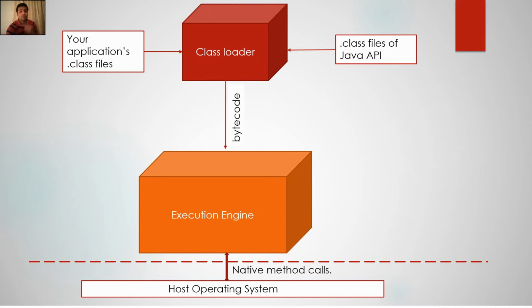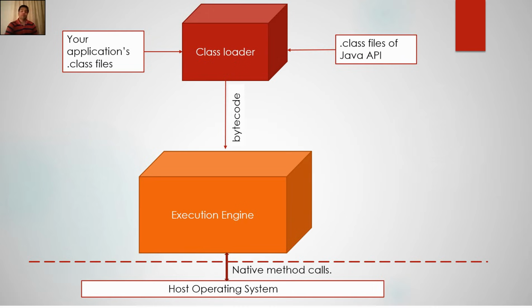The loaded classes, which are basically bytecode instructions, are fed into the execution engine. The execution engine is responsible for executing the bytecode. In order to execute bytecode, the execution engine has to talk to the host operating system in order to execute the instructions finally against the machine instruction set. For that, the execution engine makes use of native method calls, and finally it gets translated into machine code that carries out the operations.